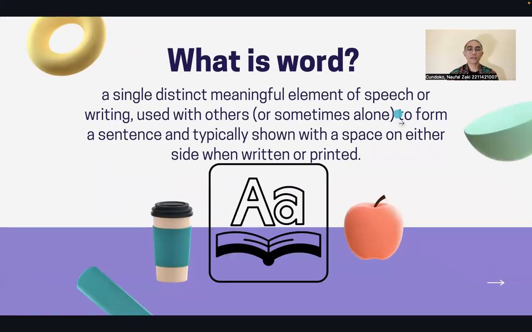What is word? Word is a single distinct, meaningful element of speech or writing, used with others or sometimes alone to form a sentence and typically shown with a space on either side when written or printed. In other words, word is a meaningful element of language in between spaces. Word is used to form a sentence so that it can become a paragraph and so on. And after we understand what a word is, now we can move to the next slide.